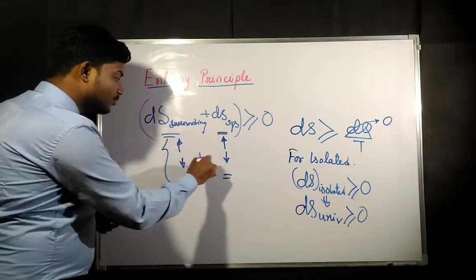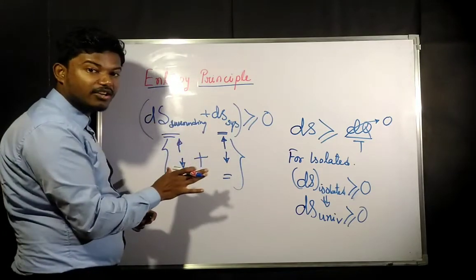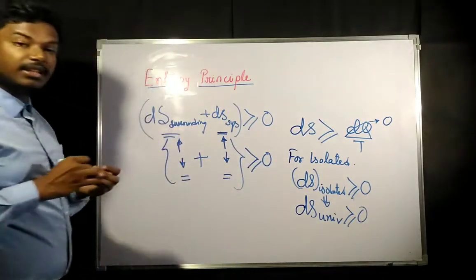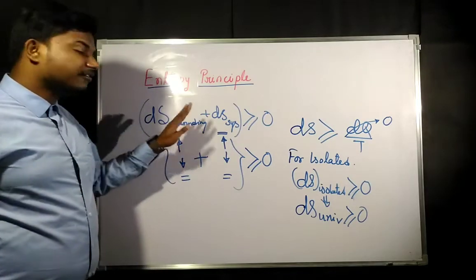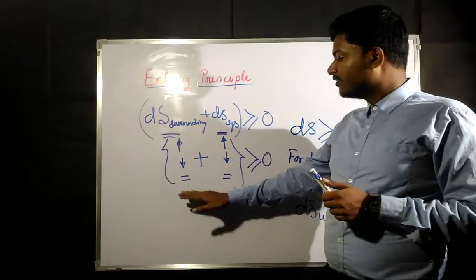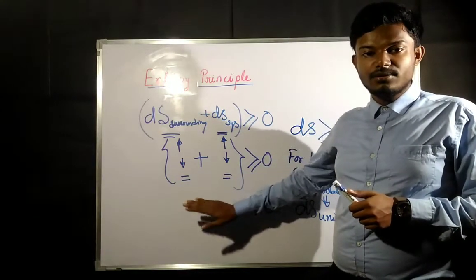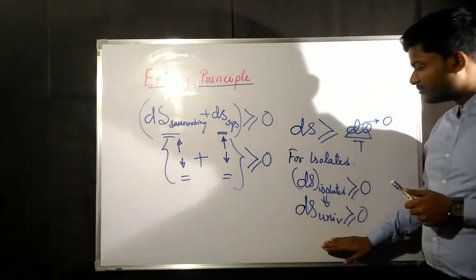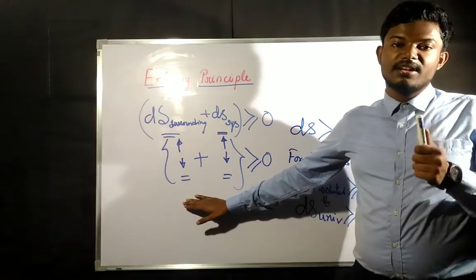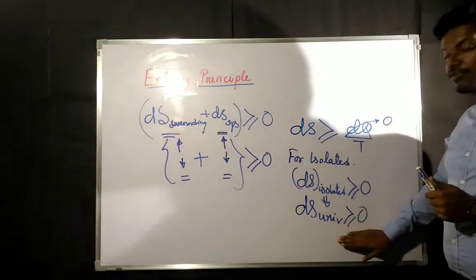But if we take them together, then this combined change of entropy of system and surroundings is always greater than or equal to 0. That means if you take a system, its surroundings, and the universe, we can easily say that the entropy change of the universe is never going to decrease. From this explanation we can say the entropy of the universe is never going to decrease, because we have found it from here.